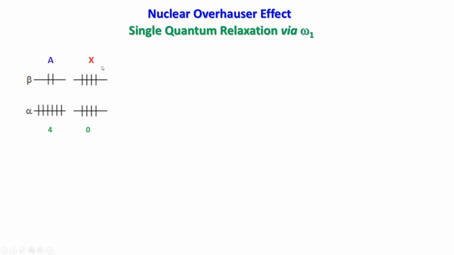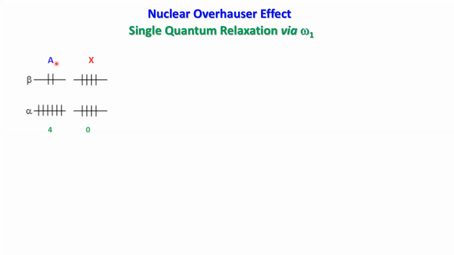Now, in this particular figure, what we see is that for X, the beta population is 4 and the alpha population is also 4. So here the populations are the same, so there is no excess population at the ground state. Since the alpha and beta states are equally populated, this nuclei will be NMR inactive in this situation.